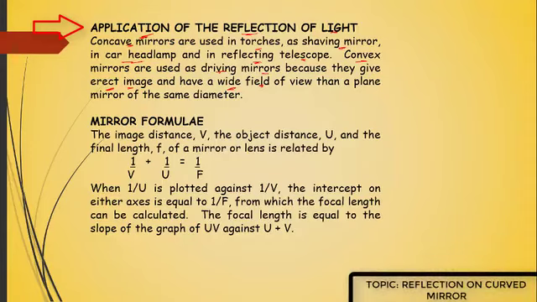Concave mirrors are converging, and they are used in torches that help to focus on an object that can be far away. Alright, so this is the formula for a mirror: 1/v + 1/u = 1/f. v is the image distance, u is the object distance, and f is the focal length of the mirror or lens.